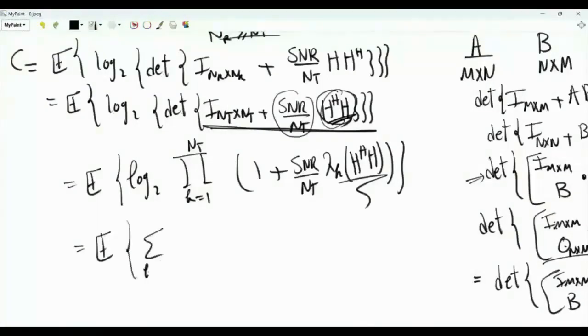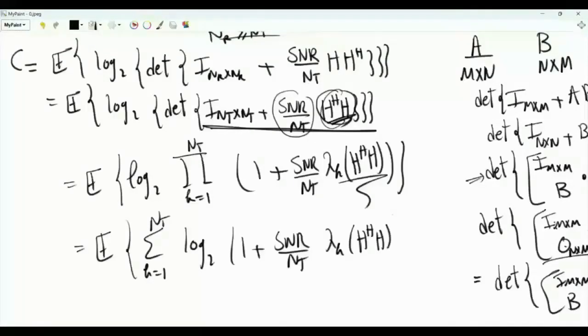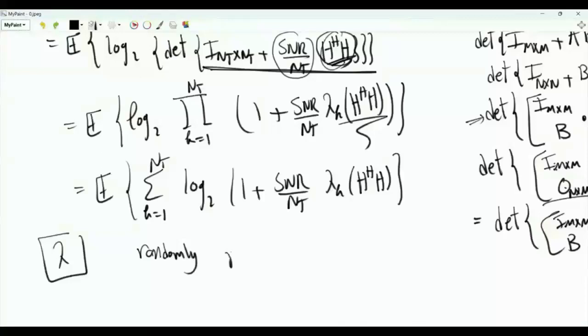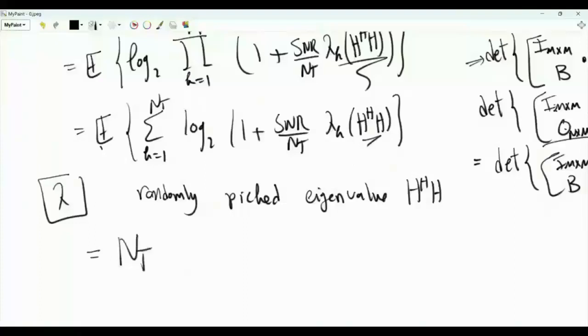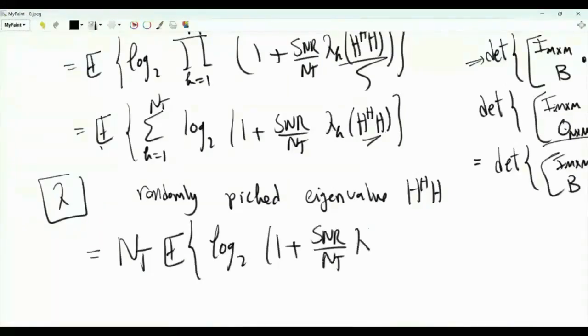So this is the expectation of the summation k from 1 to nt, and then we have log to the base 2, 1 plus SNR over nt, and then we have lambda k of H Hermitian H. Consider lambda. Lambda is a randomly picked eigenvalue of H Hermitian H. The eigenvalues of this random matrix, if they are unordered, are identically distributed, which means that this expectation of the sum can be written as nt, the number of terms in the sum, and the number of the eigenvalues of the matrix H Hermitian H. And then we take the expectation of one term, log 2, 1 plus SNR over nt times lambda.